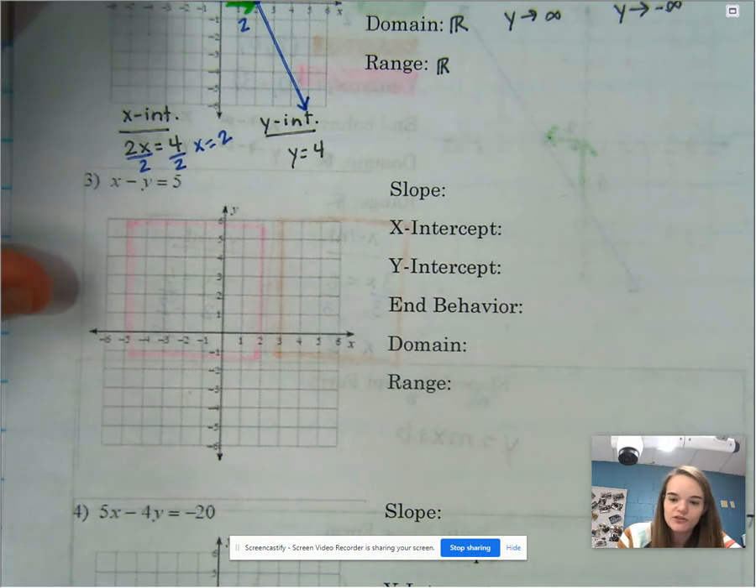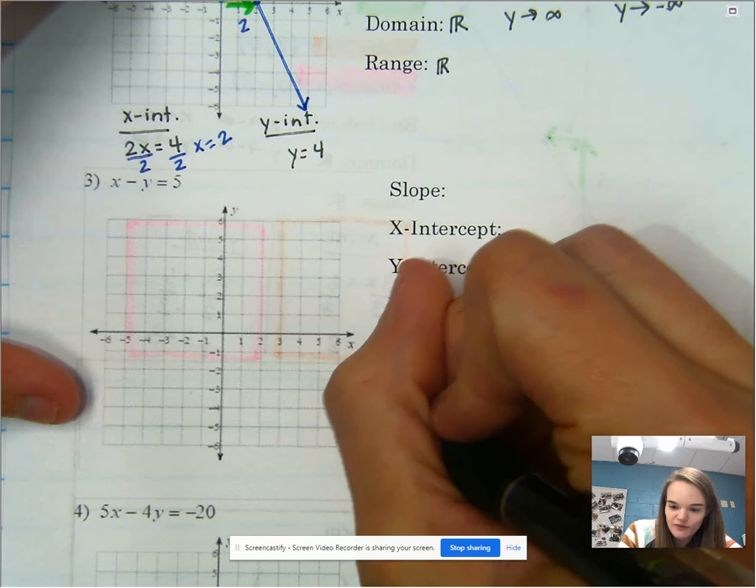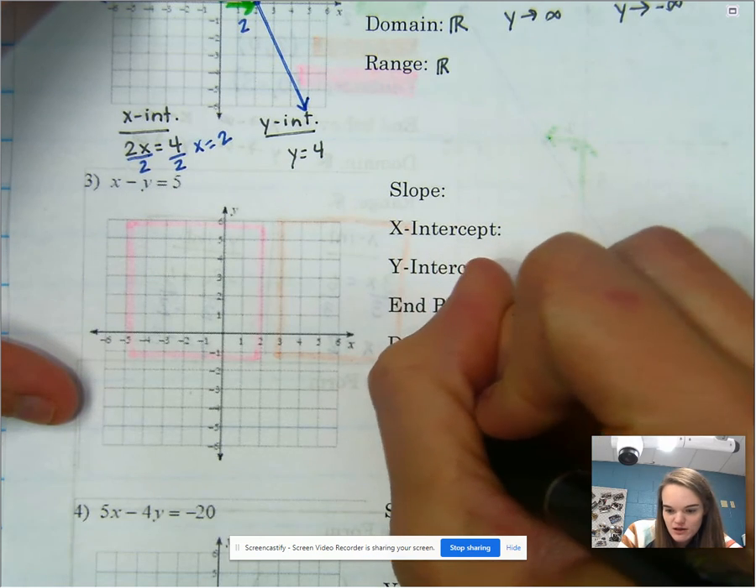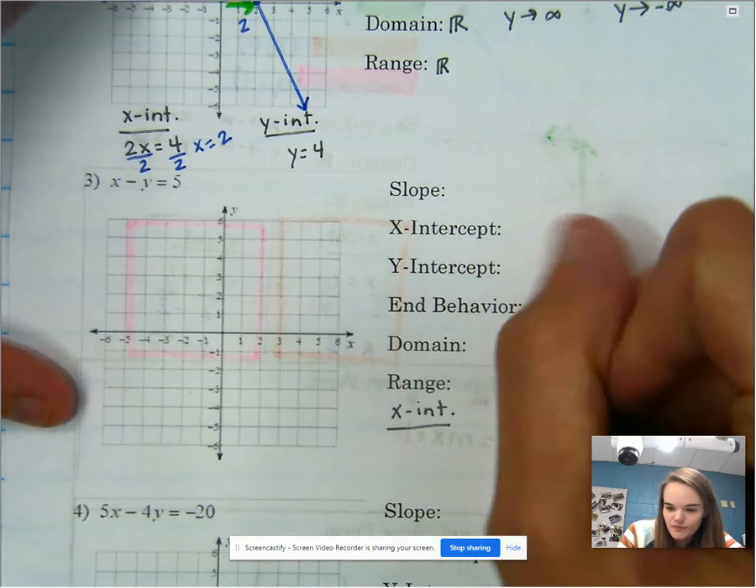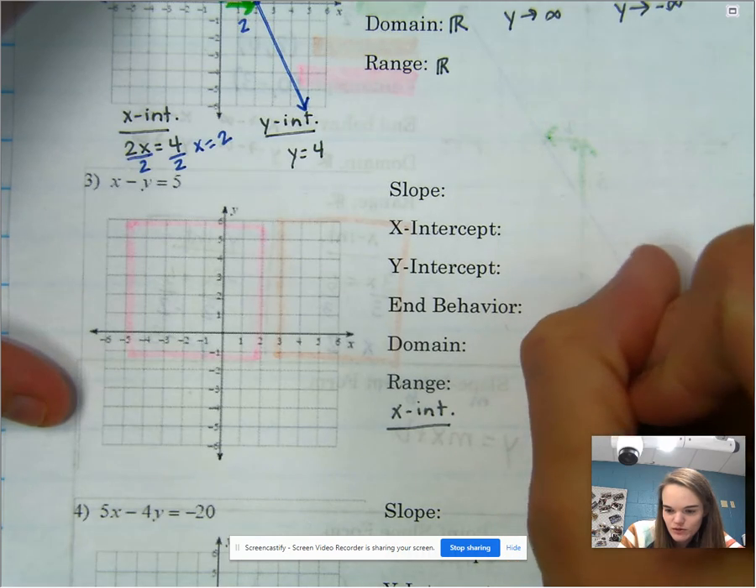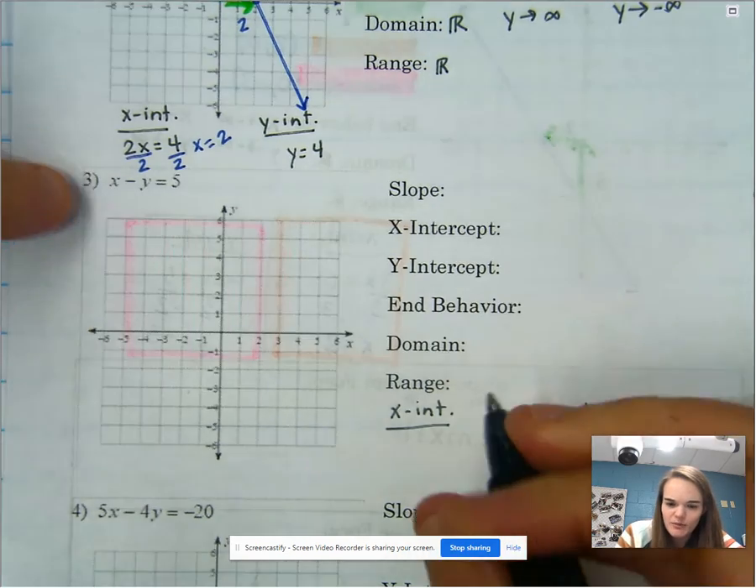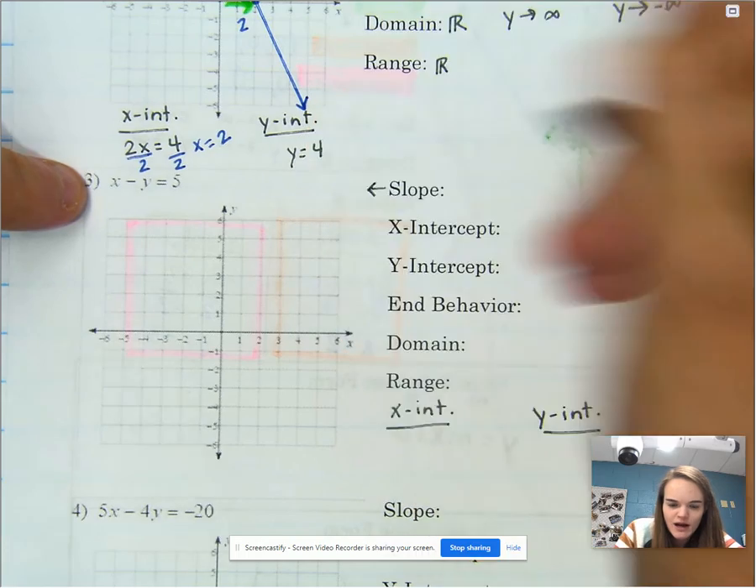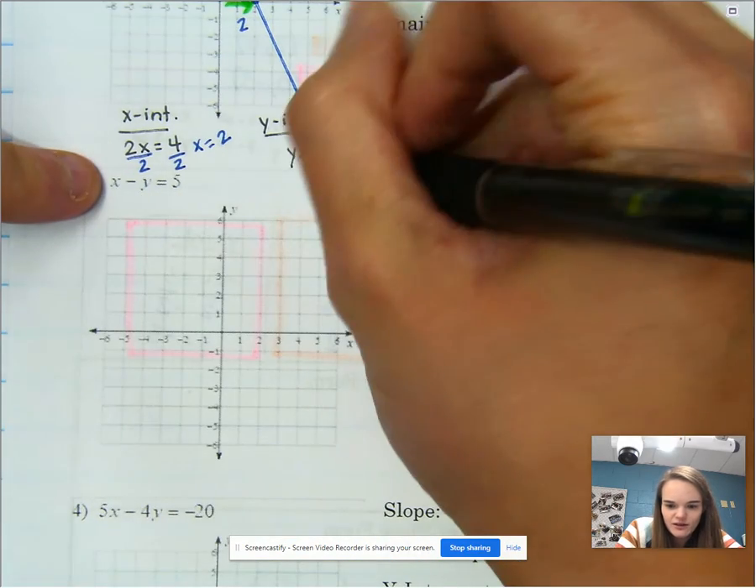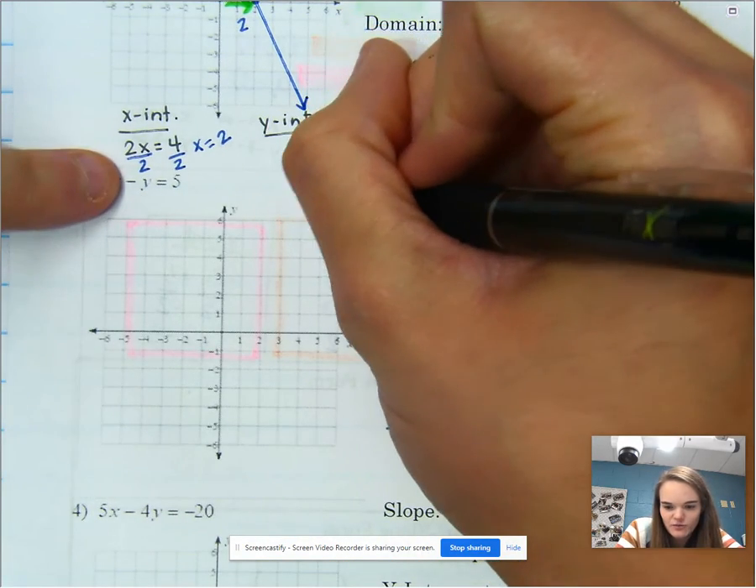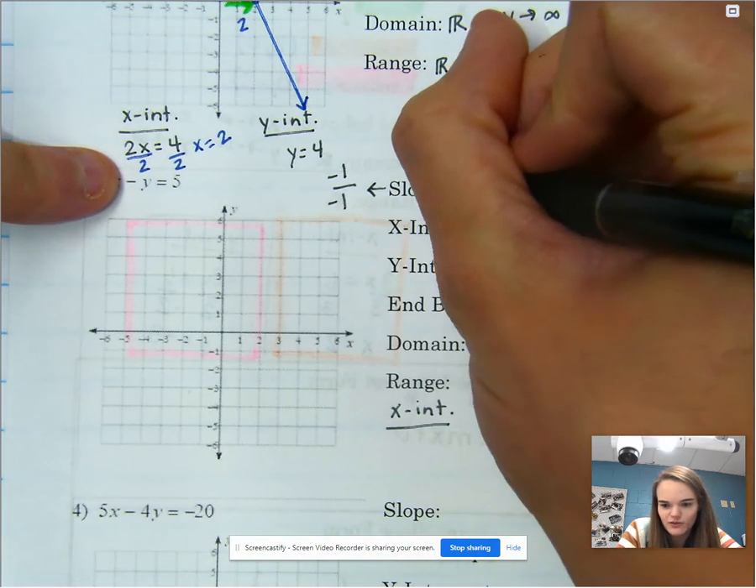Okay. X-intercept and Y-intercept, and I'm going to see if I can fit them here instead. And I'm going to go ahead and find the slope too, first actually. All right, remember the slope. I can do negative a, negative 1, over negative b, negative 1. That should be positive 1.